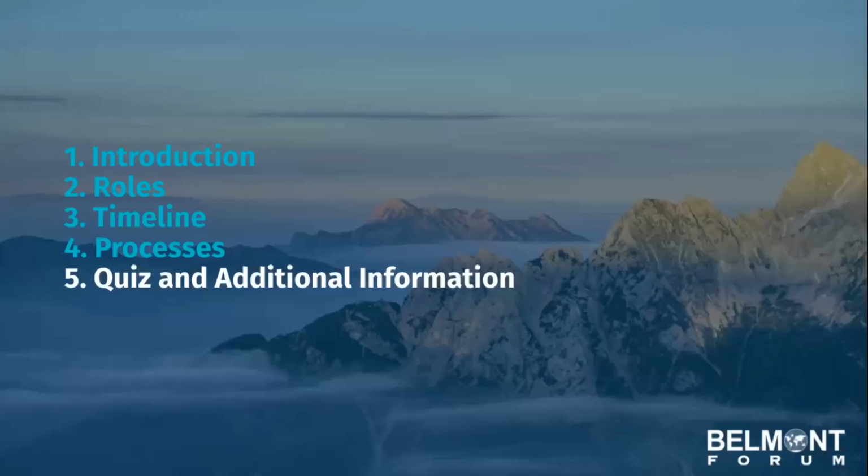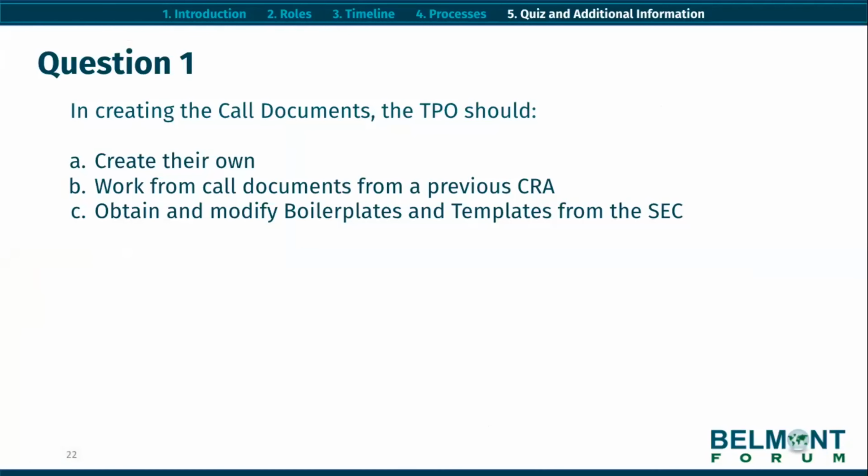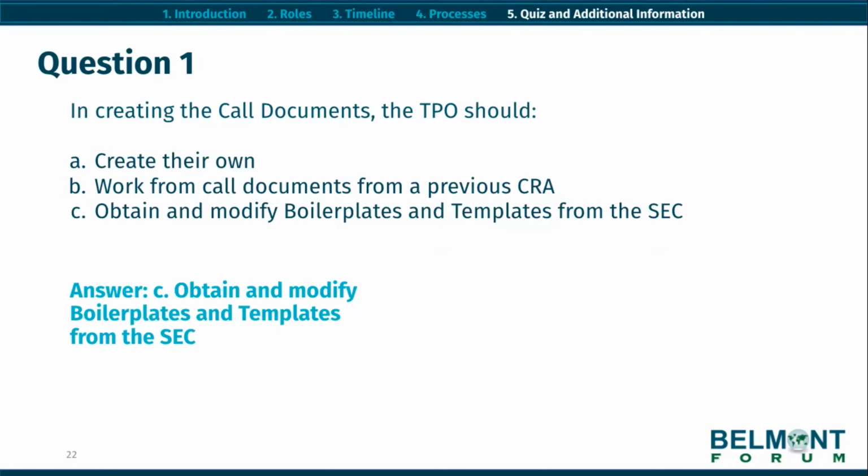Now let's take a quiz to test what you have learned. Question 1. In creating the call documents, the Thematic Program Office should A. Create their own, B. Work from call documents from a previous CRA, or C. Obtain and modify boilerplates and templates from the SAC. The answer is C. The Thematic Program Office should obtain and modify boilerplates and templates from the Secretariat Coordinator.